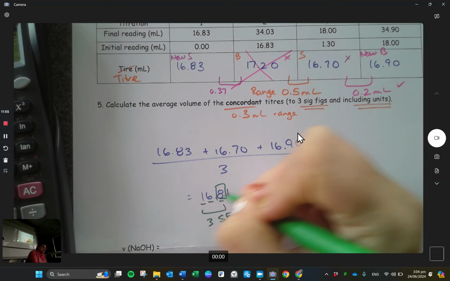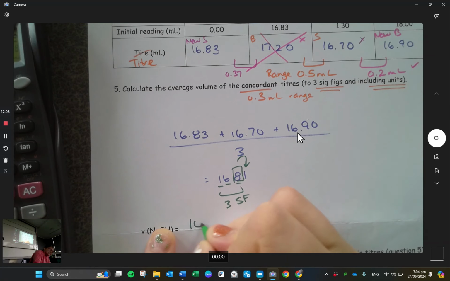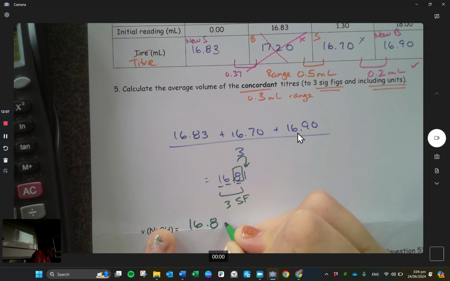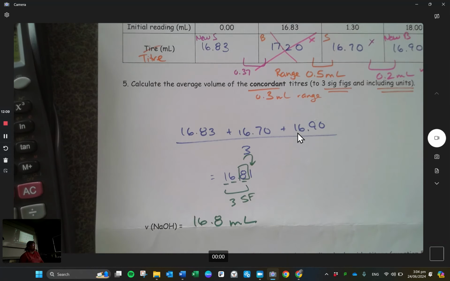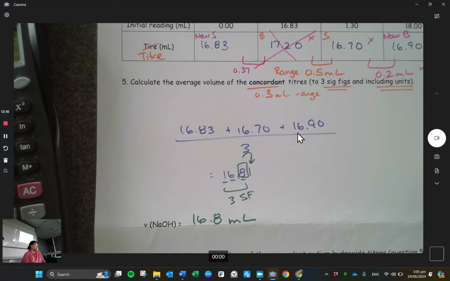8 is my last number, so I look over to the number next to it to decide whether or not I round up or round down. It is below 5, so I am rounding down. So my answer for this one is 16.8 milliliters. So again, the 3 figures and the units will influence whether or not you get your excellence. So if you just wrote this number down, you would just be getting merit. I don't know why, but that's just the deciding factor. It's very strange.